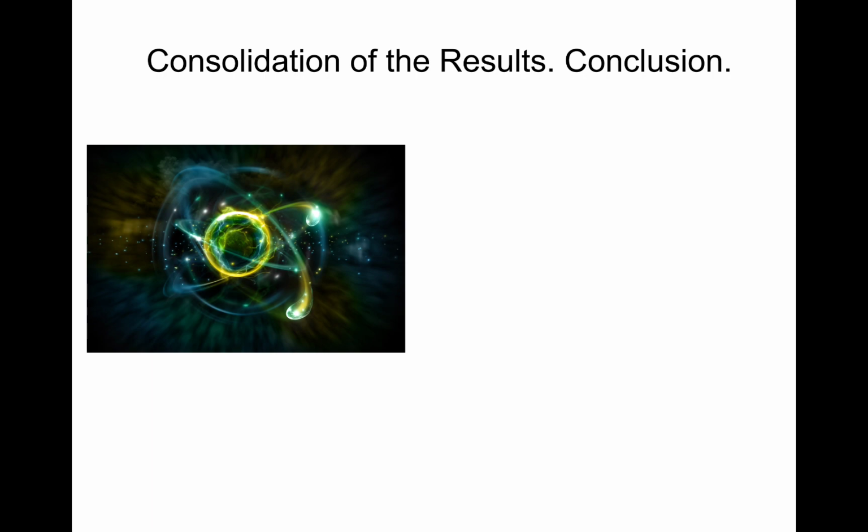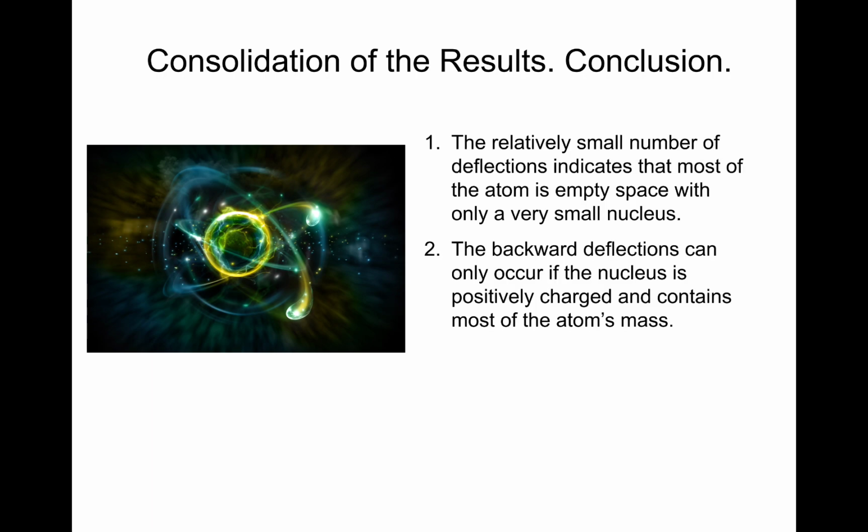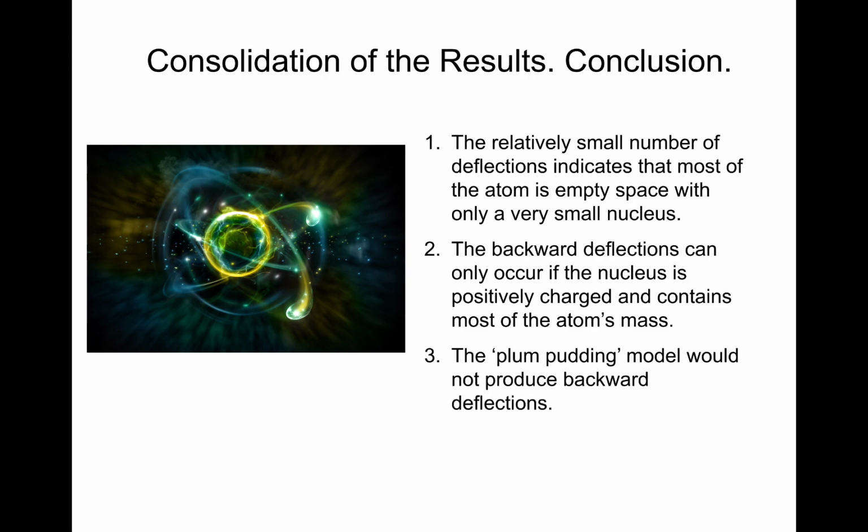So, consolidation of the results. The relatively small number of deflections indicates that most of an atom is indeed empty space with a very small nucleus. And the backward deflections can only occur if the nucleus is positively charged and it contains most of the atom's mass, which it does. The plum pudding model would not produce backward deflections, because the plum pudding model didn't fit that type of result. If the plum pudding model was accurate, then the alpha particles would have passed straight through.